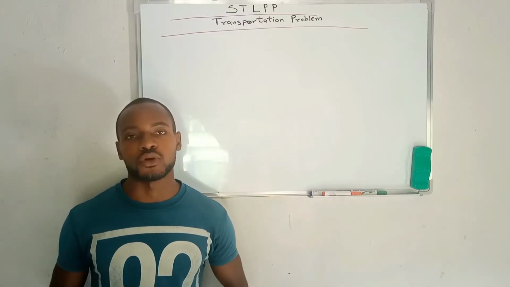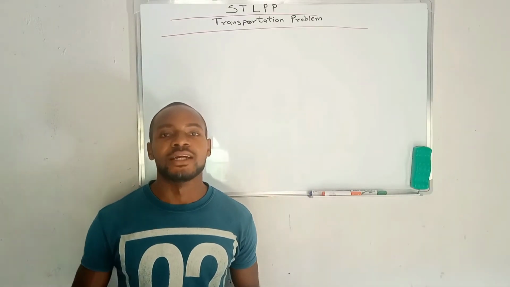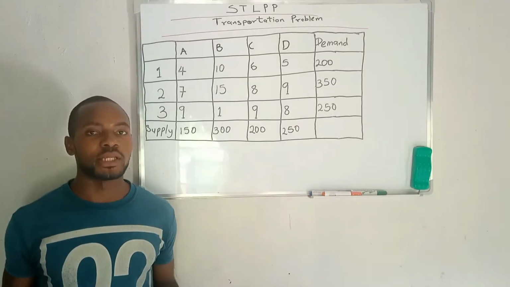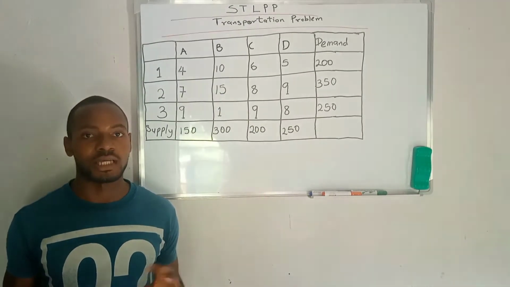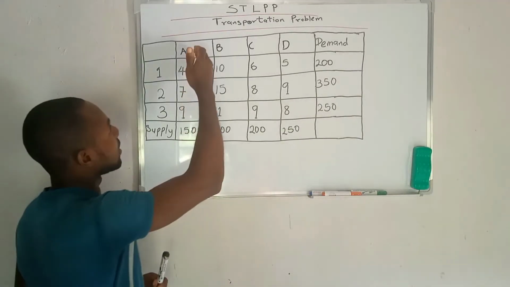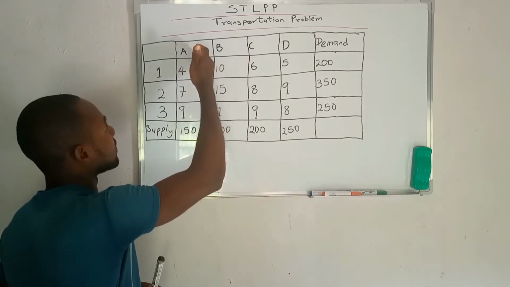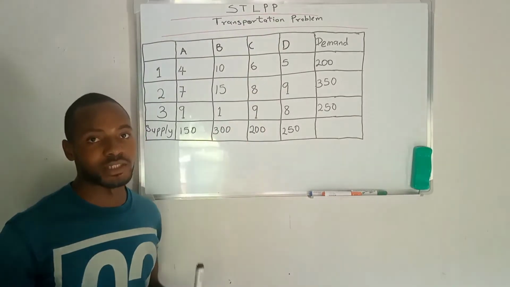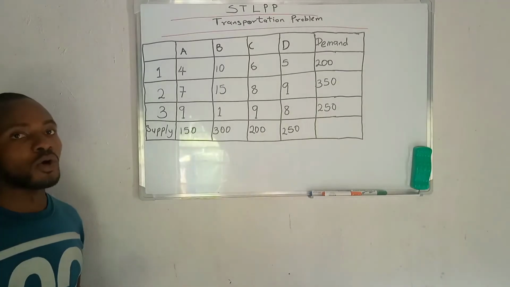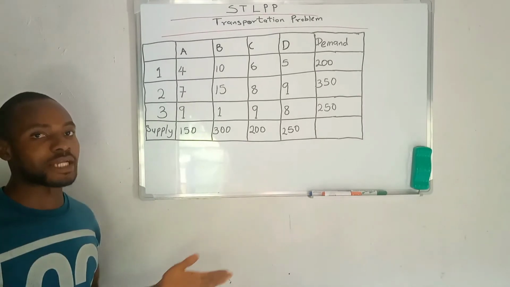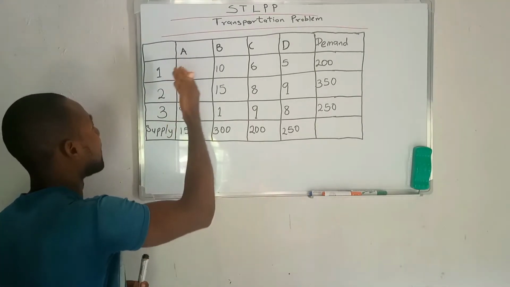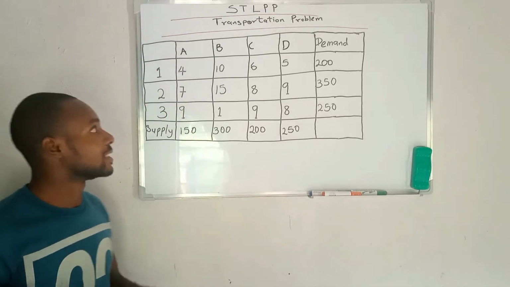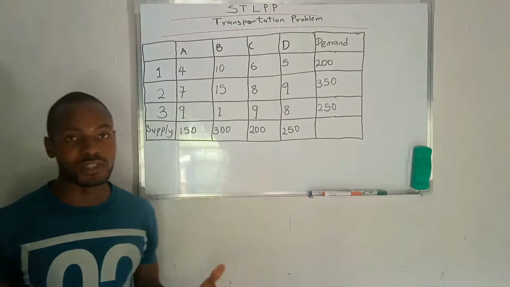What is a transportation problem, or how do we identify one? I'm going to explain this using an example. Let's say a company that produces drinks has four places where they produce the drinks: port A, port B, port C, port D. Then they have stores where they take the drinks so that people can buy them. They have the first store, the second store, and the third store. So three stores and four places where they produce these drinks.